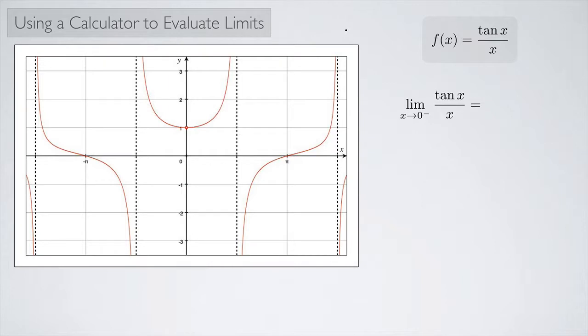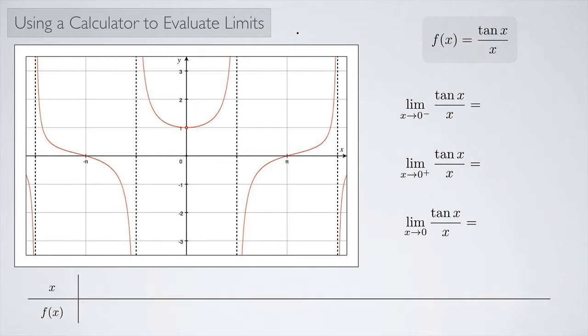And I'm interested in finding the limit as x approaches 0 of tan x over x, and I'll look at that same limit coming from the left, from the right, and then overall. So looking at the graph, you might guess that the limit would be approaching 1 here as x gets close to 0. So let's see how that might work by evaluating the function at different values on a calculator. So I'm going to make a little chart here. I have x and then I have f(x).